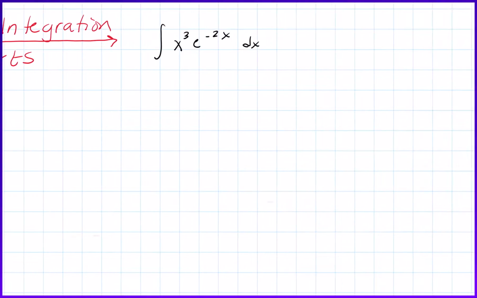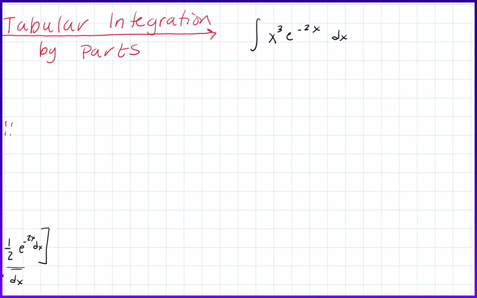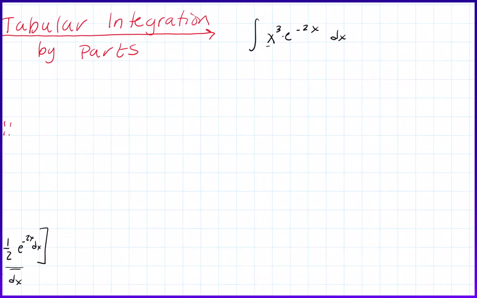And tabular integration by parts is handy when we have a product of something like a polynomial times another function, where we know that if we pick u to be the polynomial, through repeated integration by parts, through repeated derivatives, that u is going to go to 0. So if we see something of that nature, we can use this process called tabular integration. And I'm going to draw the table. It's just a way to organize. So it's an organization method for integration by parts.